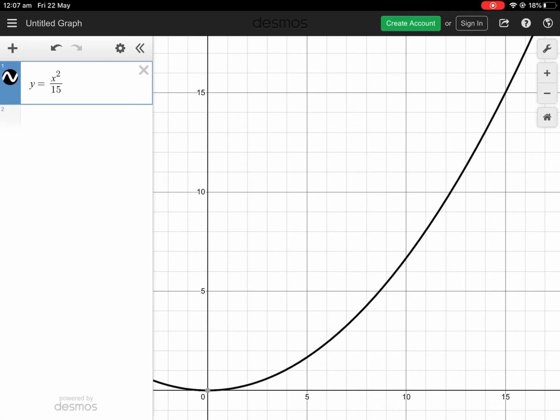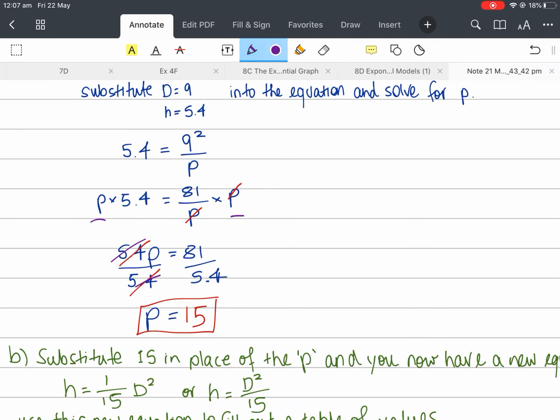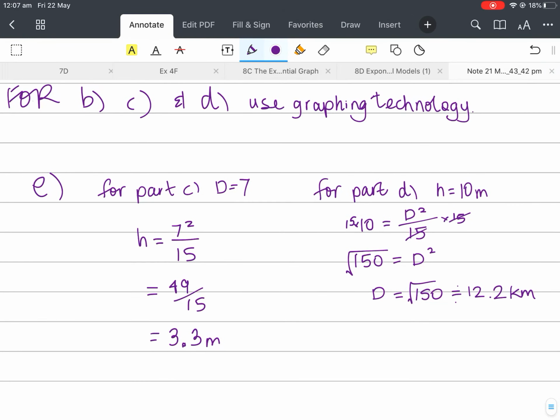Now it says confirm your answers for C and D by substituting into the quadratic. This is always a good thing to do, to double check your answers in a test. So down here is question E. For part C, d equals 7, so I put 7 where the d goes, and that gets me to do 7 squared divided by 15. That gives me a more exact answer of 3.3, because obviously in a graph, in a test, you can't be that accurate.